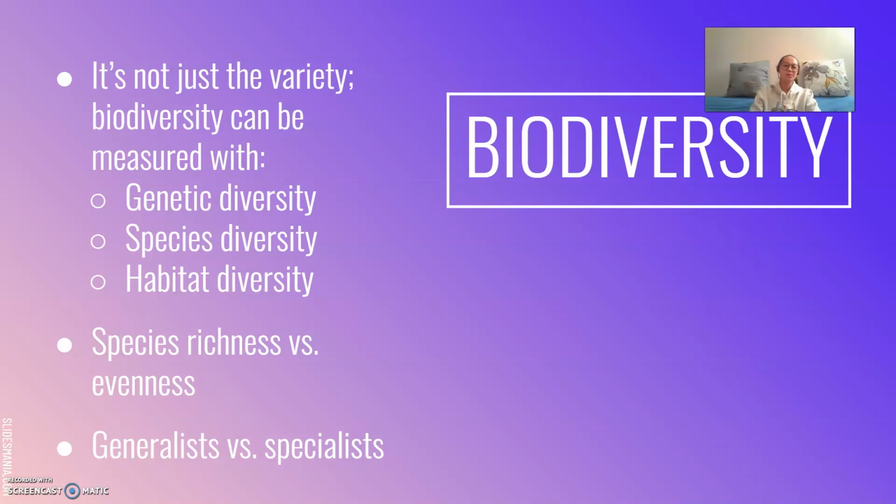And then we also talked about, specifically for species diversity, species richness versus evenness. So richness is literally counting the number of different species, versus evenness is how even is it, how balanced? What's the ratio? Are there a lot of one species and a little of another, or are they roughly even? That sort of thing, right?